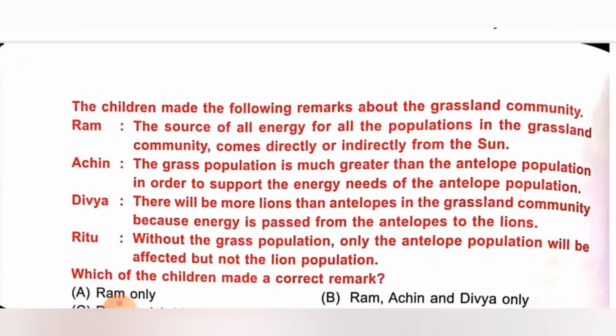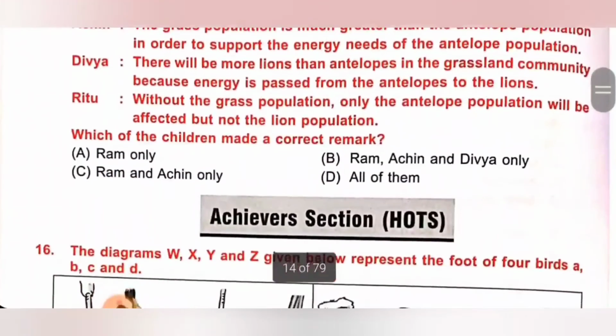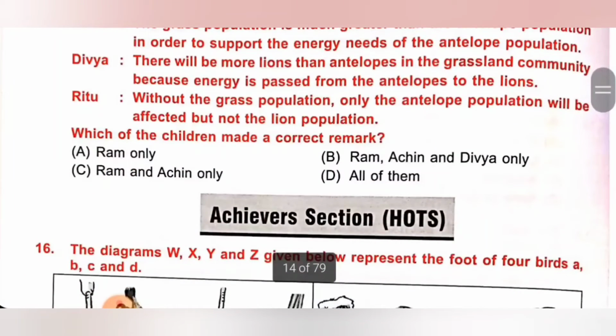So now, which of these children made a correct statement? Option A, Ram only. Option B, Ram, Achin, Divya only. Option C, Ram and Achin only. D, all of them. We already discussed, kids. Option C, Ram and Achin only made the correct statement. So option C is the correct answer.